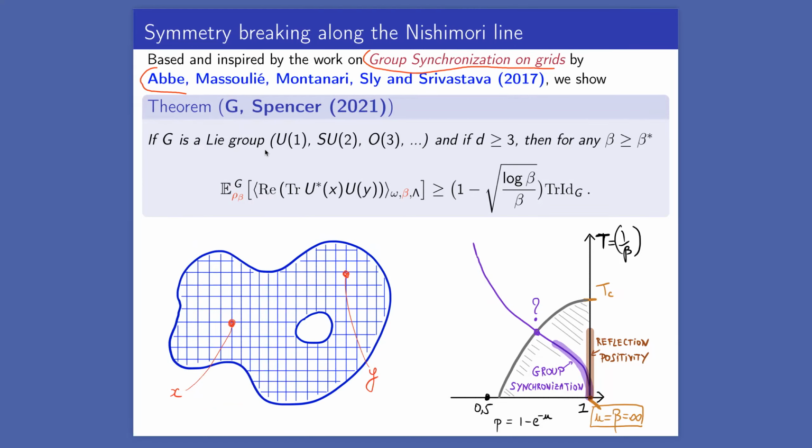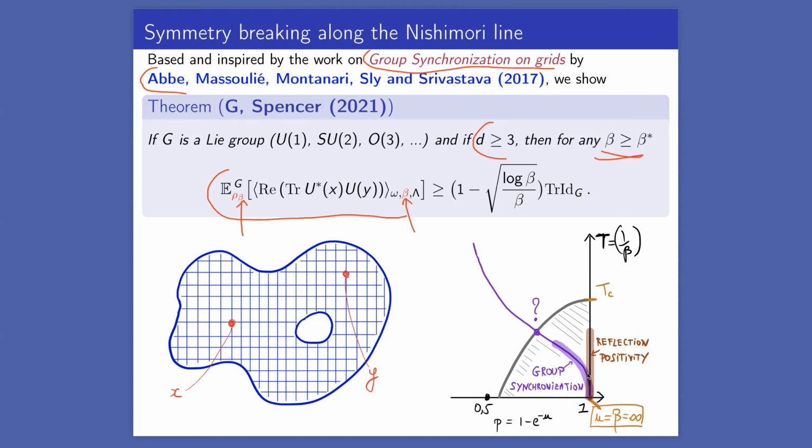And the theorem we can prove, which was anticipated by them, is that if we take any Lie group G, U1 for the XY model, SU2, O3, and so on, then as soon as the dimension is greater or equal to 3, and as soon as the temperature is low enough, or as soon as the inverse temperature is large enough, then there is long-range order on the Nishimori line. So why are we on the Nishimori line? It's because the U here is equal to the beta, to the inverse temperature here. So along this line, we can show, at least for a while, that there is long-range order here.